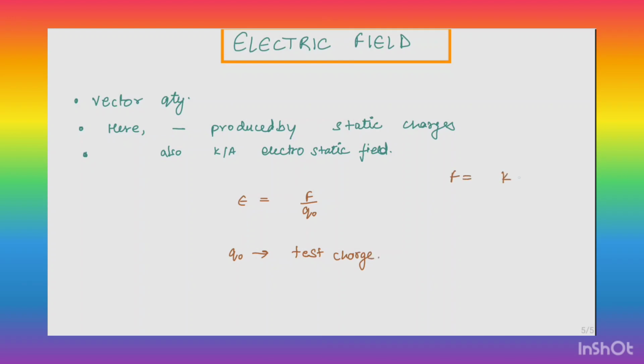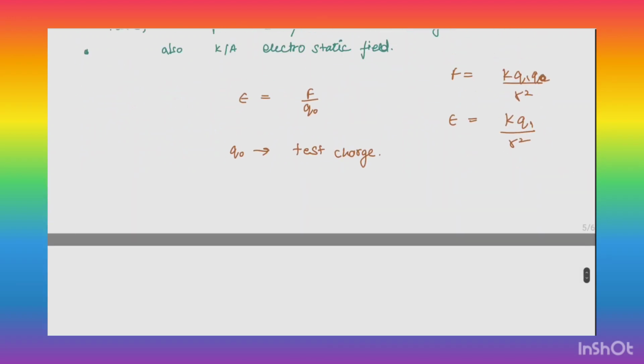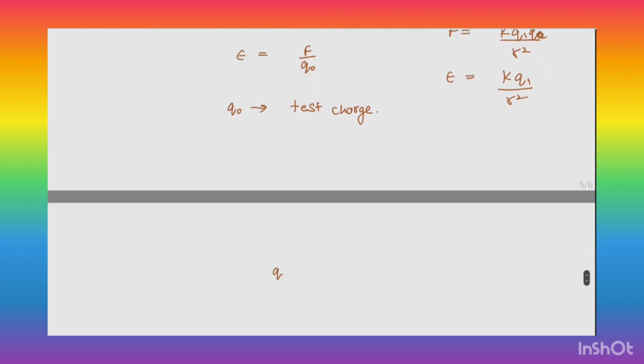What is the formula of force? K into q1 into q2 upon r square. What will be the formula of electric field? K into, let it be q naught, q1 upon r square. Right. Electric field will be produced due to static charge. Means if this is a charge, let's suppose positive charge, electric field would be produced in this way. Outwardly.